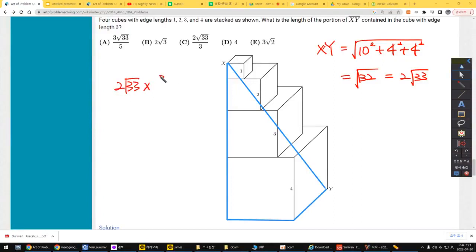So if we multiply 3/10, so what's the answer from the choices? Can you find the value in the choices? That's this, 3/5 of the square root of 33. So the answer is A.